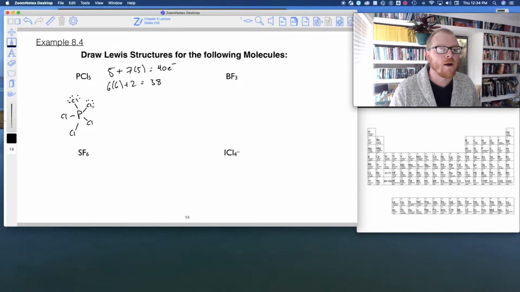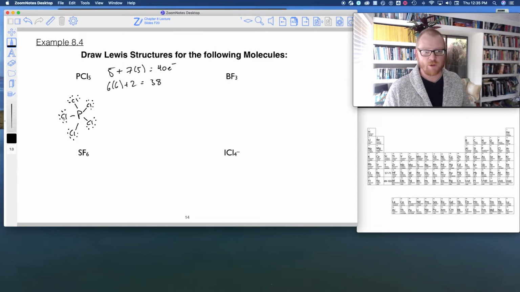And now I'm going to use the remaining electrons to satisfy the octet rule, okay? So now that's 2, 4, 6, 8 per chlorine, right? 8, 16, 24, 32, 40. Brilliant. That's it, okay?